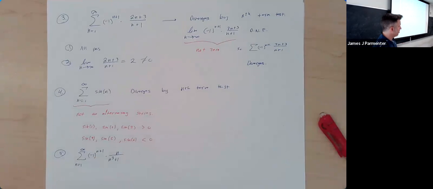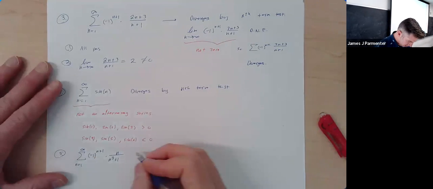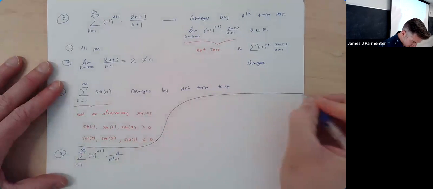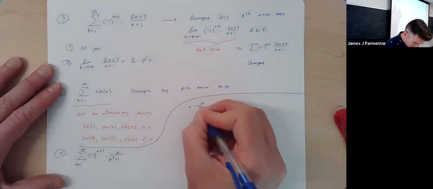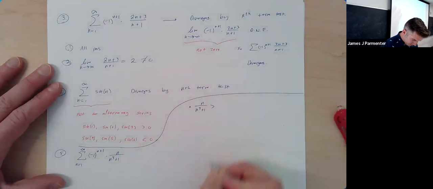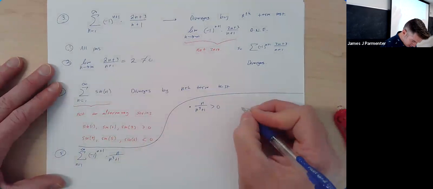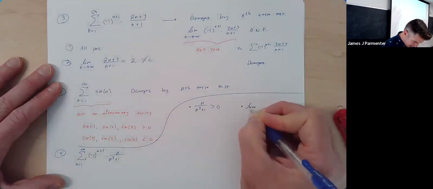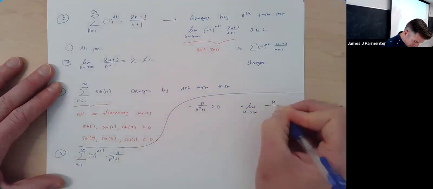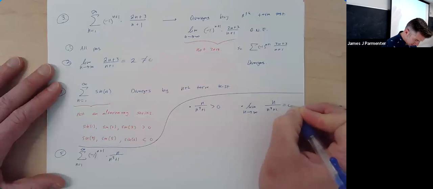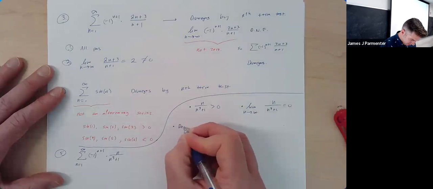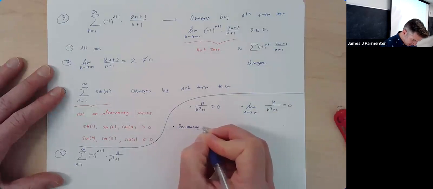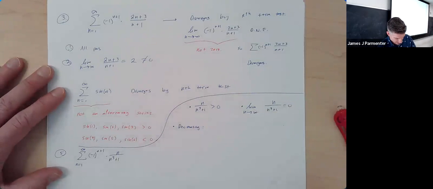And you could totally show this converges by the alternating series test. It is certainly plausible to show that, well, certainly thing 1, n over n cubed plus 1 is positive. Thing 2, the limit as n goes to infinity of n over n cubed plus 1 is certainly 0. And thing 3, it is decreasing. Let's go ahead and do it just because it's worthwhile.